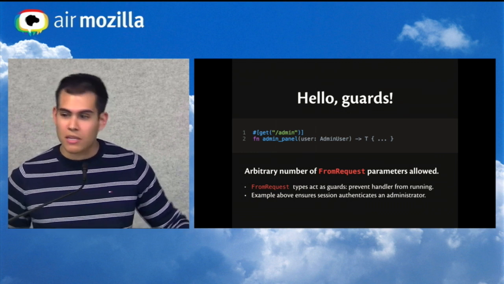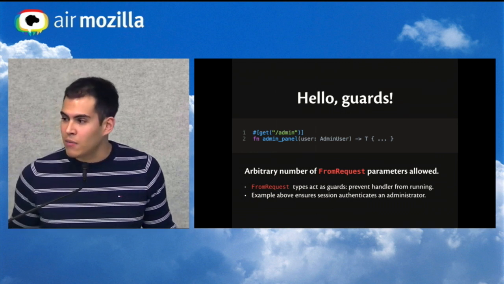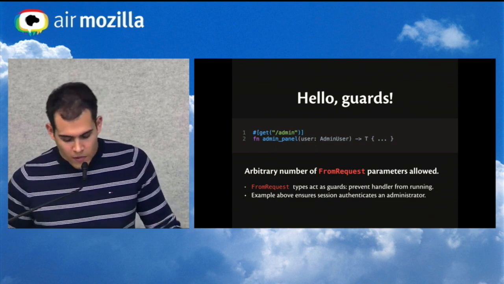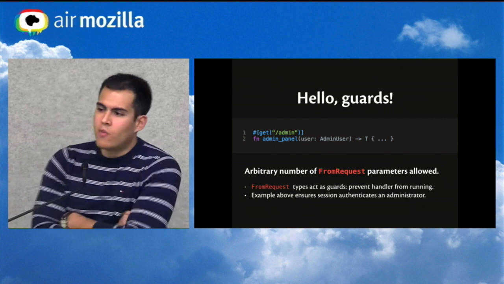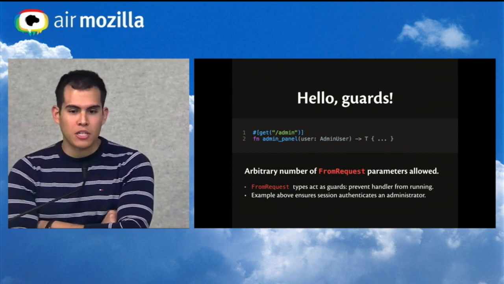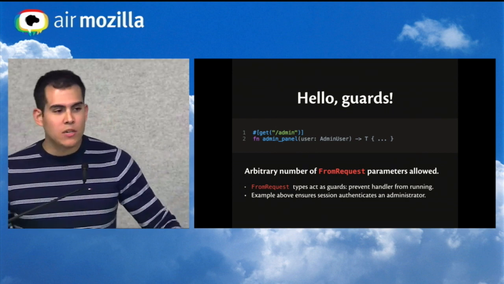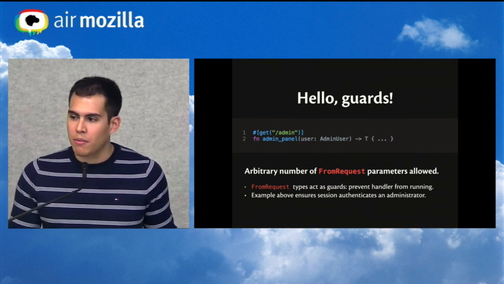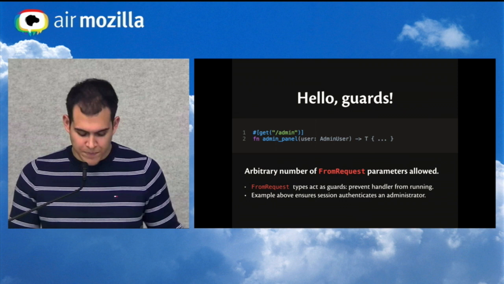And so you'll get a compile time error if you add some type that doesn't implement FromRequest and is also not in your attribute list. What happens here is that Rocket will call the FromRequest implementation for each of those types in the order that you write them. And your handler will only get called if all of those FromRequest implementations succeed.